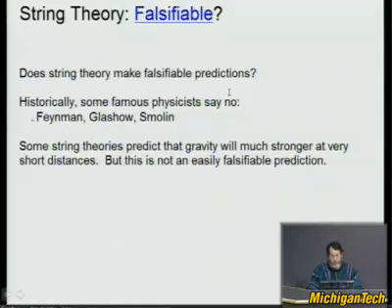However, people are looking for the prediction. How can we better understand our universe? How can we build a better mousetrap? How can we better understand dark energy? How can we better understand the differences between masses of particles? How can we understand the fine structure constant? How can we understand many things? Tell us, string theory, tell us.